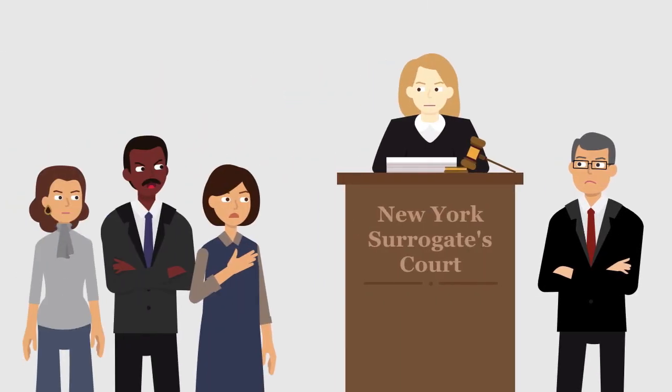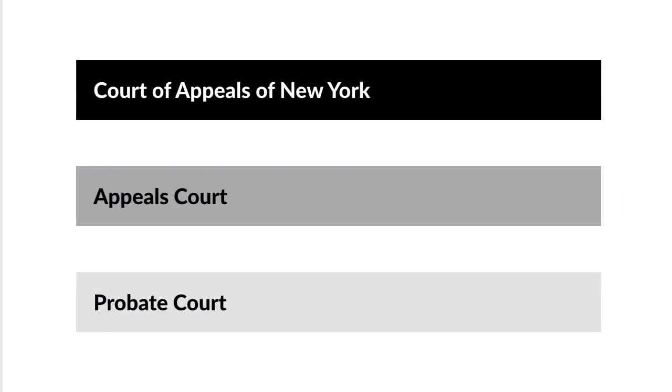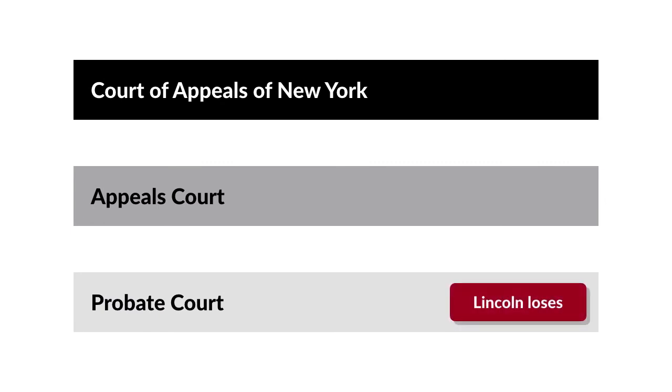Subsequently, Cynthia and the charitable beneficiaries objected to Lincoln's accounting and sought a surcharge based on Lincoln's negligent failure to diversify the estate's assets. The probate court sustained the objections, finding that Lincoln's retention of Kodak stock was imprudent. The probate court imposed an approximate $6 million surcharge on Lincoln, and Lincoln appealed. The appellate division affirmed, but modified the surcharge amount to $4 million. Both parties appealed the decision to the Court of Appeals of New York.